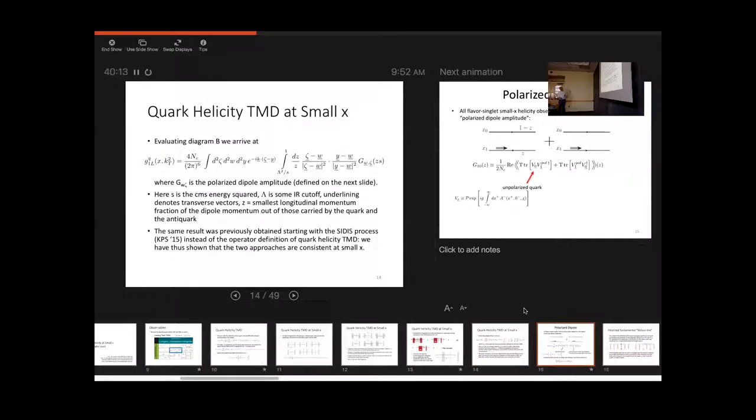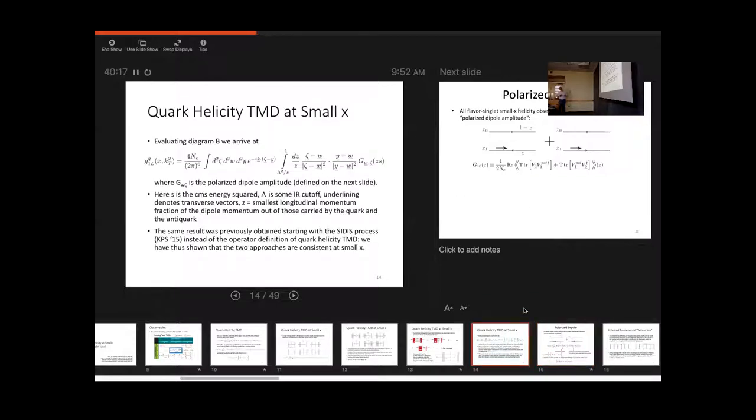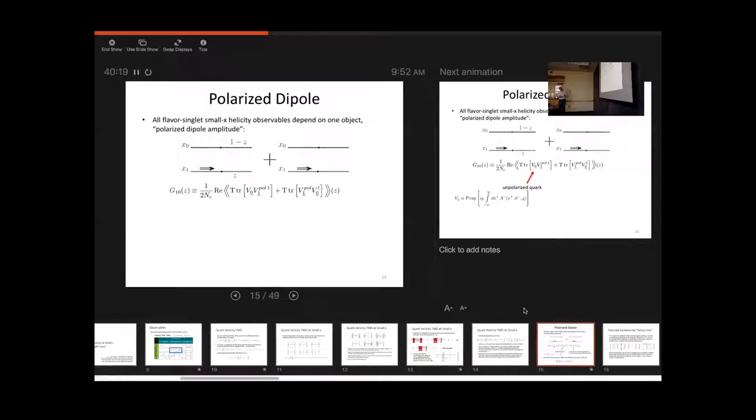Anyway, these are all details we don't have the time for. What is this operator G? Really, this is where the physics is. So G is this object right here. It's a dipole amplitude where I have, say, a quark line and an anti-quark line, plus the term where we have an anti-quark and a quark at the same positions.